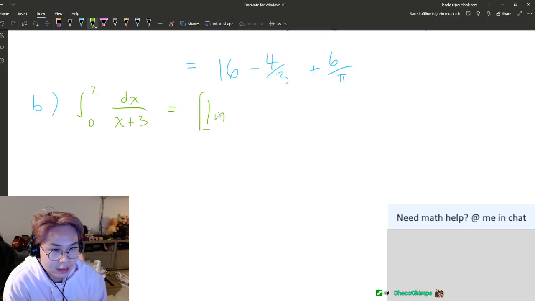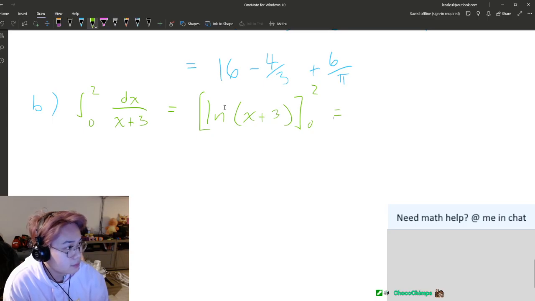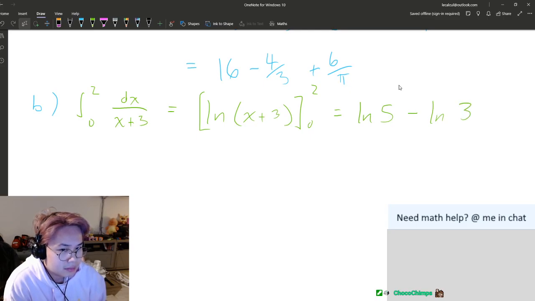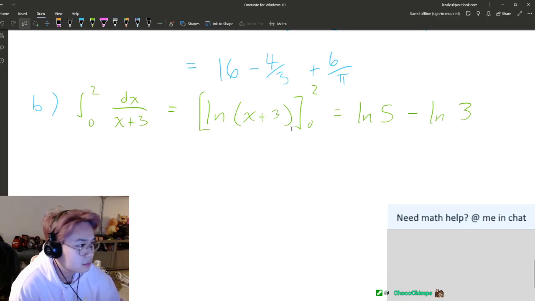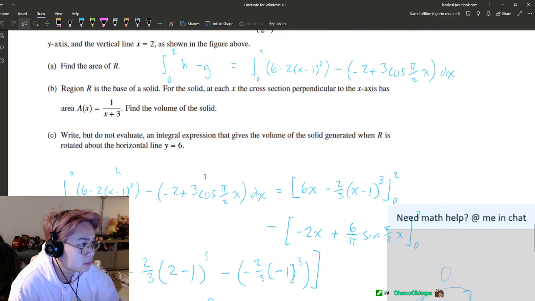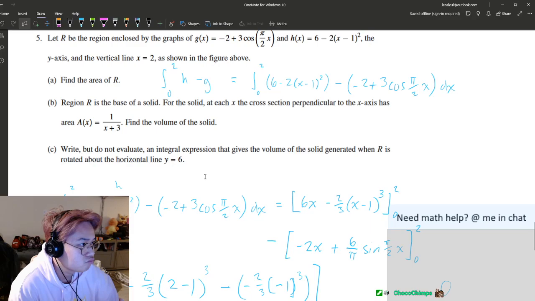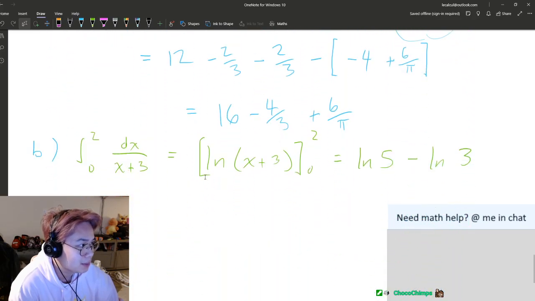This is natural log x plus 3 from 0 to 2. So we have what? Natural log 5 minus natural log 3. Looks suspicious, but oh well.